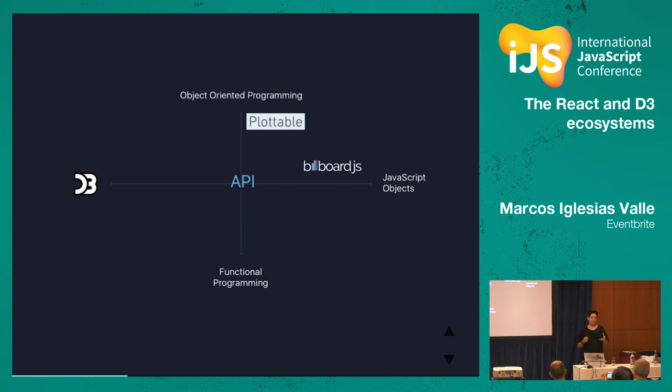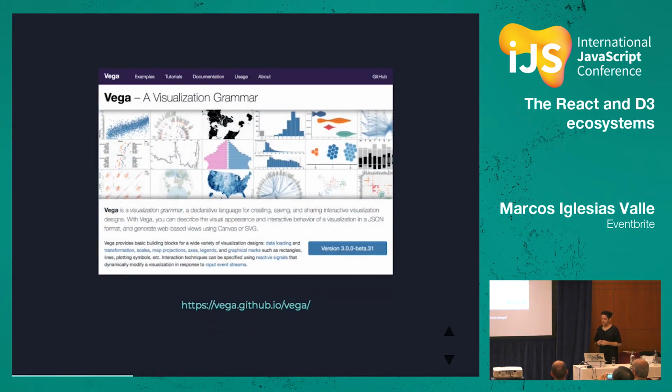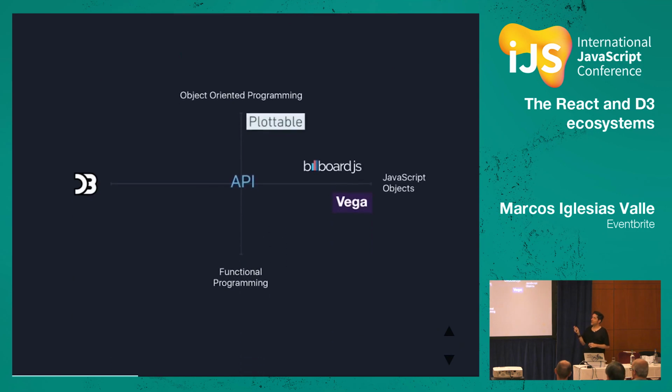Also, among academic circles, a popular library is Vega. Vega takes that kind of declarative approach and goes a couple of steps further. Because with Vega, what you do is basically a JSON schema. You have a JSON file, and that specifies what the chart is going to look like. So we put it here, close to JavaScript objects.